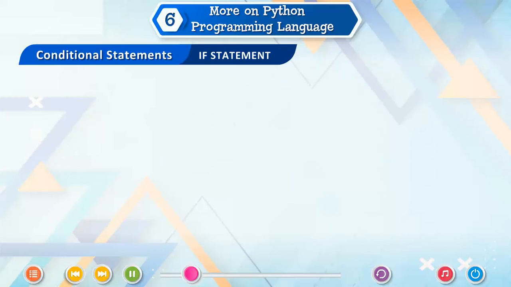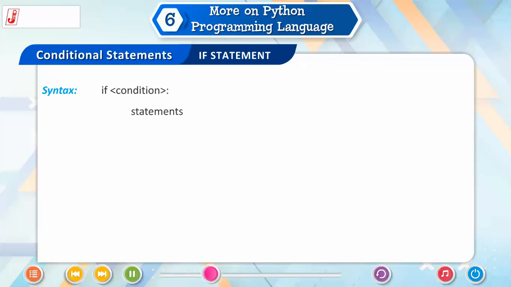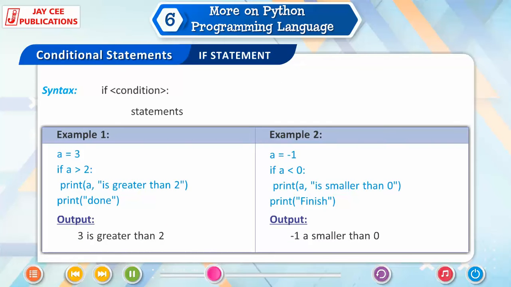If statement. Python if statement is one of the most commonly used conditional statements in programming languages. It decides whether certain statements need to be executed or not. It checks for a given condition. If the condition is true, then the set of code present inside the if block will be executed, otherwise not. Syntax: if condition, statements.